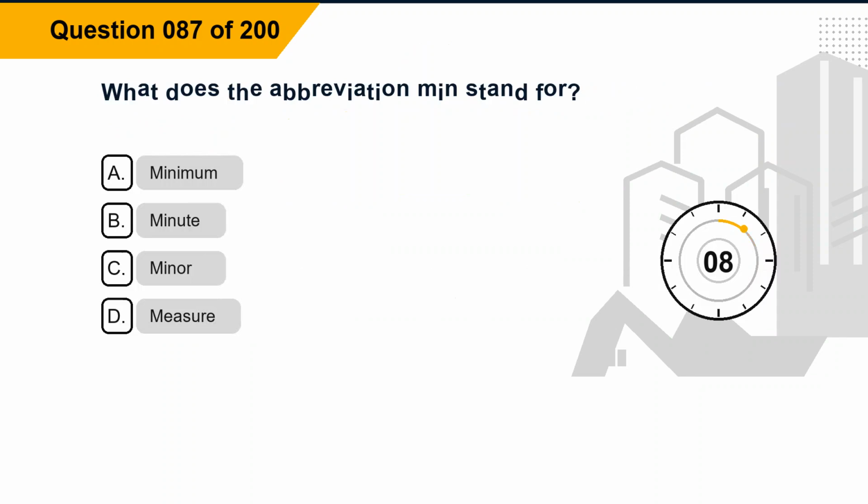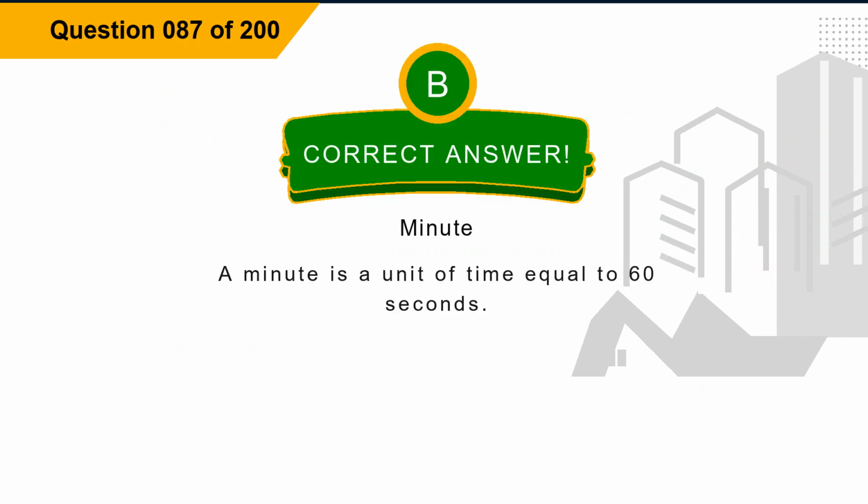Question 87. What does the abbreviation MIN stand for? Option A, minimum. Option B, minute. Option C, minor. Option D, measure. The correct answer is option B, minute. Explanation. A minute is a unit of time equal to 60 seconds.